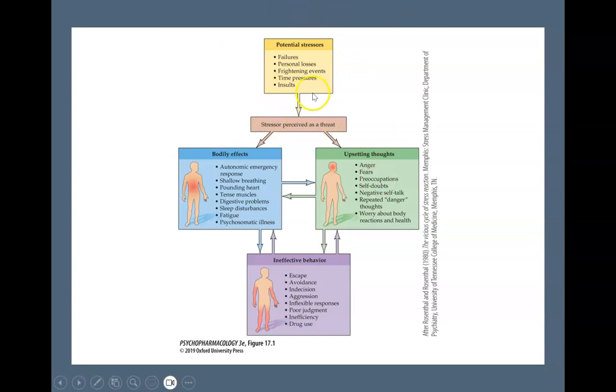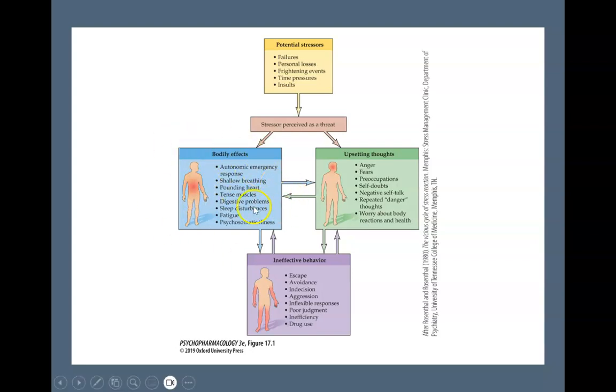But you've got these stressors, and that can include things like failures, personal losses, things that are scary, time pressures, being insulted by somebody. And if you perceive and appraise that as a threat, you're going to encounter these 3 different things. There's an interaction between the bodily effects, the upsetting thoughts, and some behaviors that you may potentially use to cope, but that ultimately can be ineffective in helping you manage that stress.